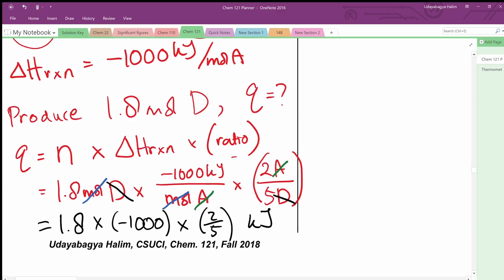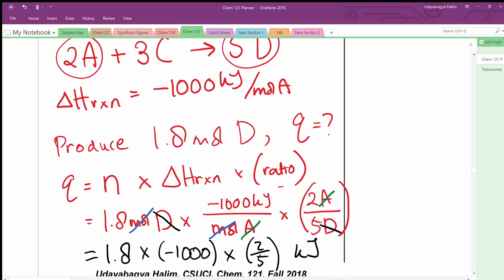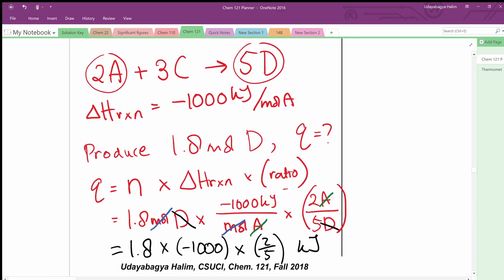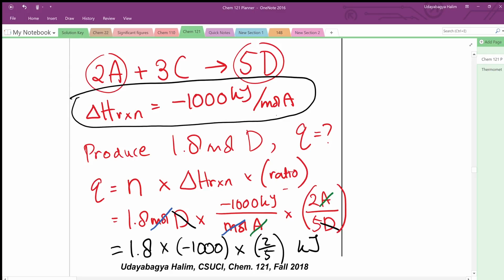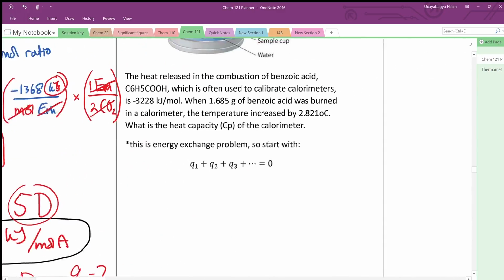Does it work if we put 3C in the numerator? Oh, because the delta H of reaction is written for every mole of A. So it's just something to watch out for, but most of the time you don't have to worry about it.